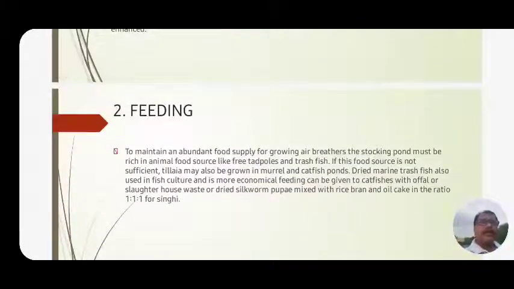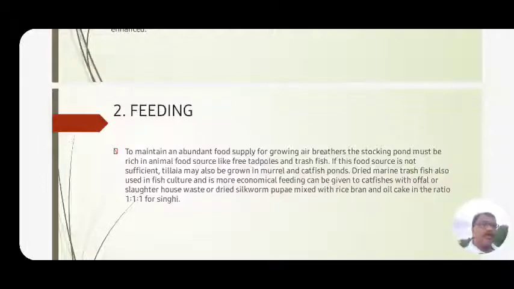Then the next point in pond management is feeding. The fry and fingerlings are added to the stocking pond. These fry and fingerlings maintain an abundant food supply for the growing air-breathing fishes. The stocking pond must be rich in animal food sources like frog tadpoles and trash fish.